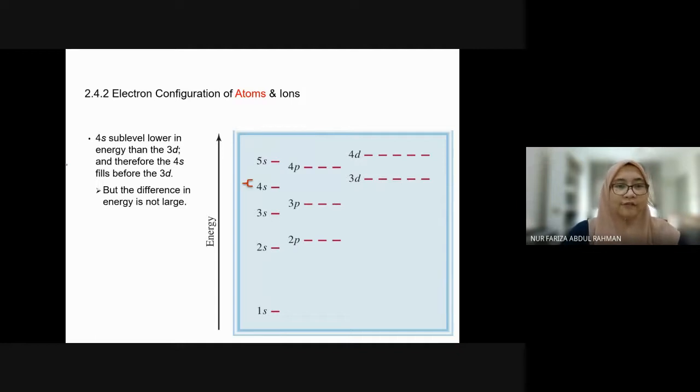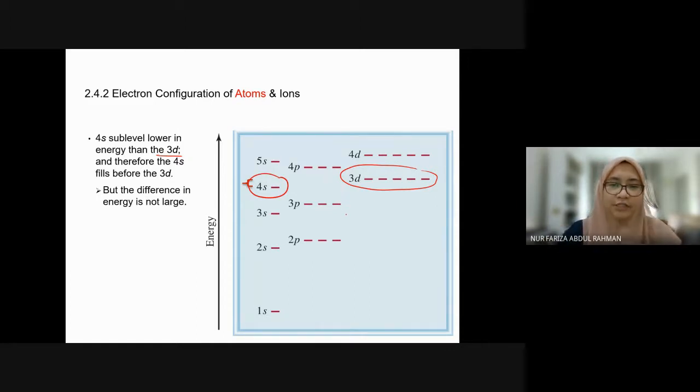Okay, the 4s sublevel is lower in energy than the 3d. So we have 4s and then we have 3d. We are talking about energy: 4s has lower energy than the 3d. That is why the 4s is being filled first before the 3d, because it has lower energy than the 3d. However, the gap between these two orbitals is not that large.